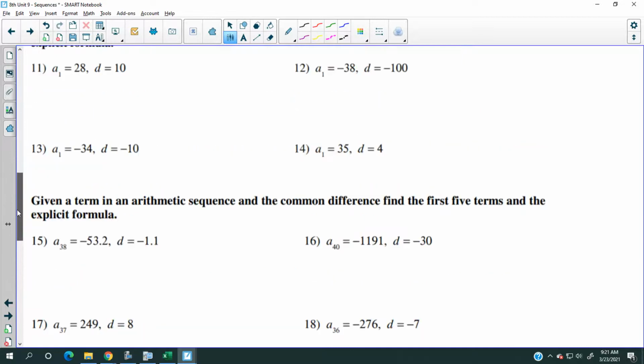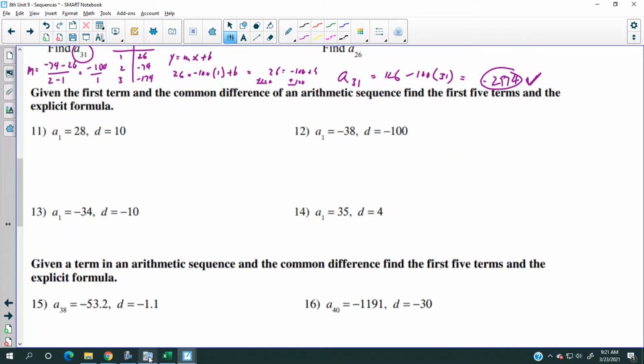Let's see. There are so many. What should I do? You know what? Let's try 11. Let's do a couple more. Okay, here we go. Let's try this, 11. We might have to stop after this and keep going tomorrow.